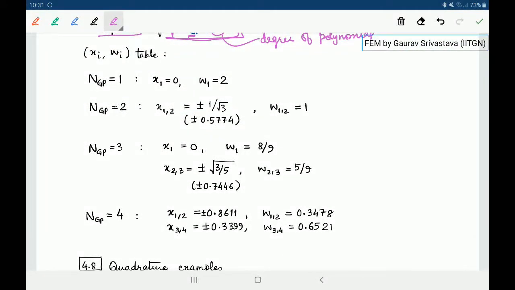Since these are such common quadratures, the abscissas and weights are usually available as a table in almost all finite element textbooks. If we want to use one Gauss point for integration, the abscissa is at 0 and the weight is 2. Similarly, if we want to use two Gauss points, the abscissas are at plus minus 1 by root 3 and both the weights are 1. If we want to use three Gauss points, these are the three abscissas and these are the corresponding weights, and so on. In any finite element textbook, you will be able to get this table, and we will directly use this table for our purpose as well.